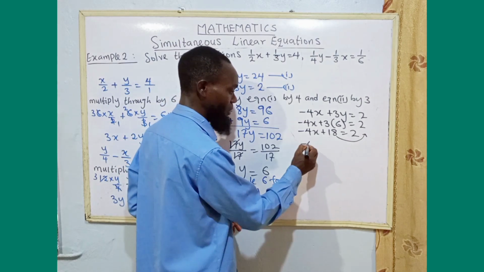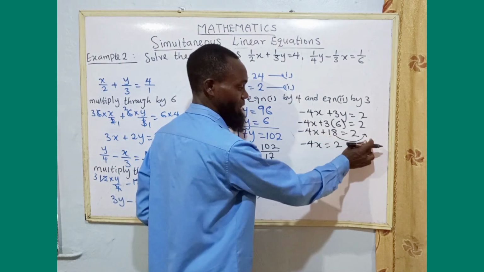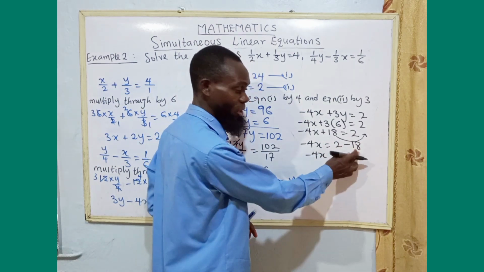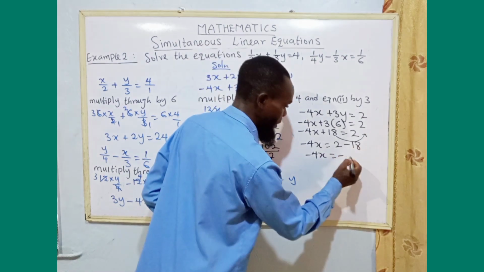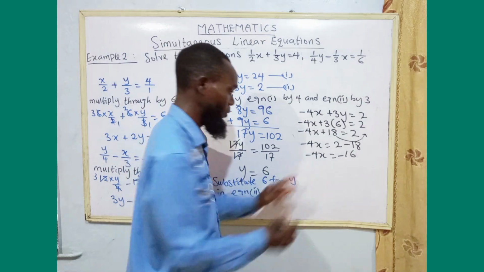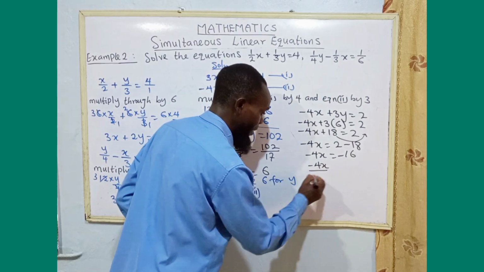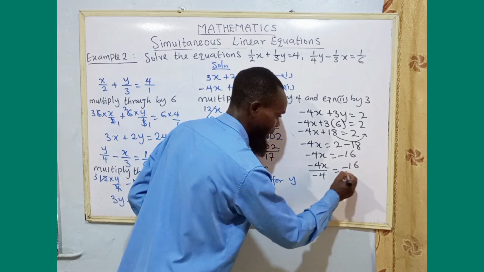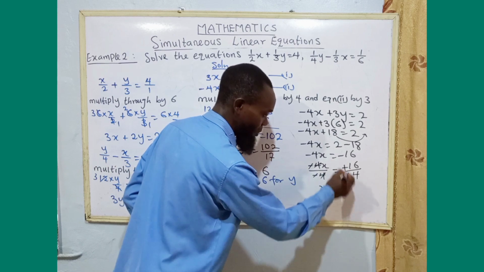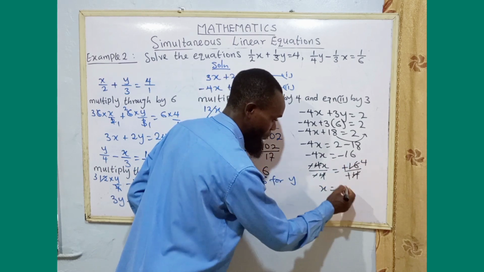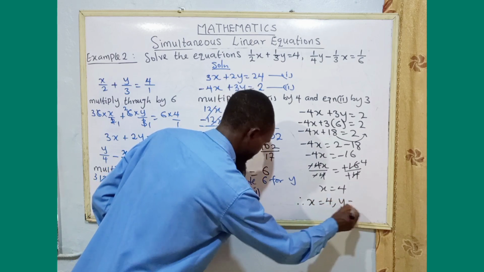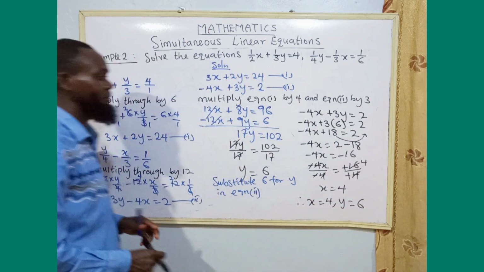Then take this plus 18 to meet its member without x. So I have minus 4x is equal to 2. When it crosses, it becomes minus 18. So I have minus 4x is equal to 2 minus 18. I have minus 16. Now, to get the value of x, I have to divide both sides by minus 4. Minus 4x divided by minus 4 is equal to minus 16 divided by minus 4. 4 cancels 4, x is out. Minus cancels minus. 16 divided by 4 is 4. So the value of x is 4. So therefore, x equals 4 when my y is equal to 6.